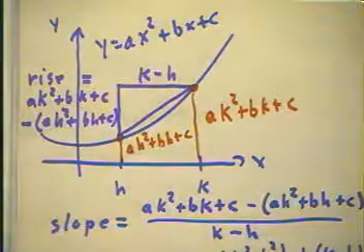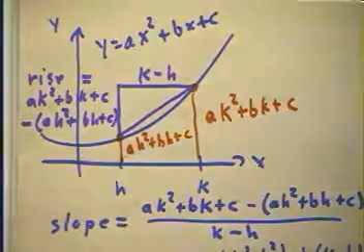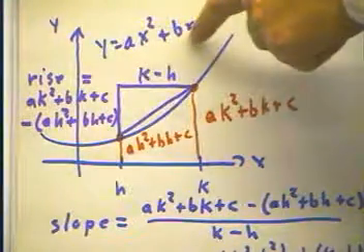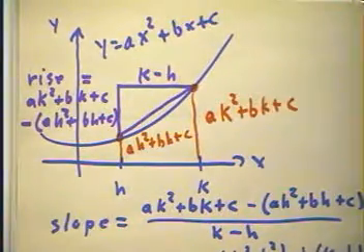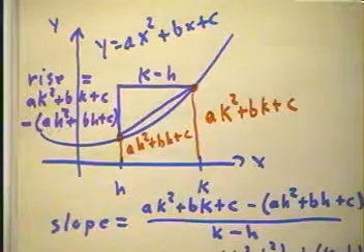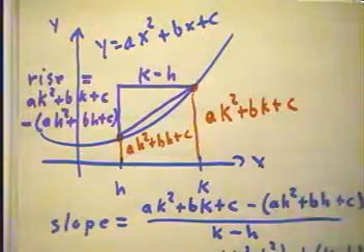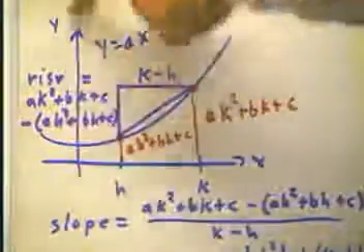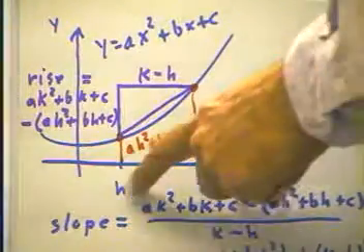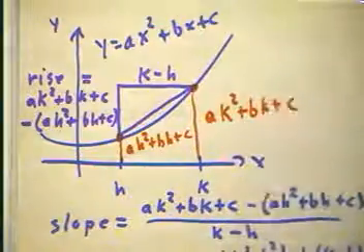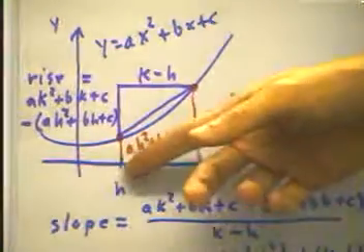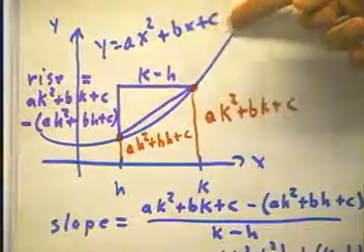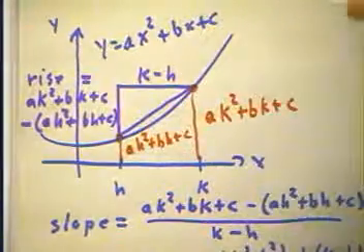The question asked in class was, how do we find the average slope of y equals ax squared plus bx plus c between x equals h and x equals k? We approach the problem by first drawing a picture. Here we have the x-axis and y-axis, and we have x coordinates h and k. The value of the function at x equals h is just ah squared plus bh plus c, as indicated here.